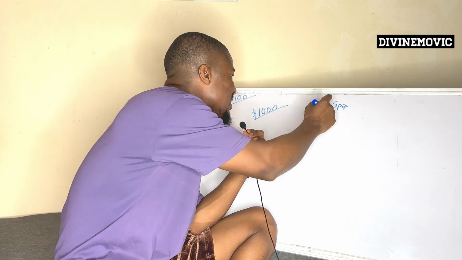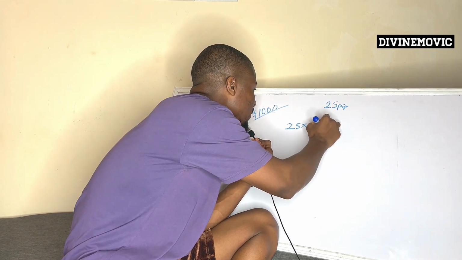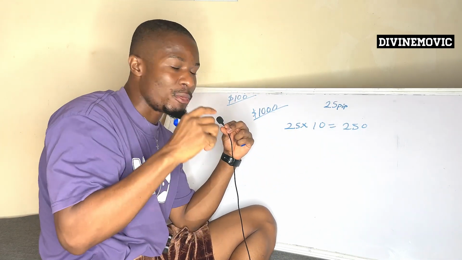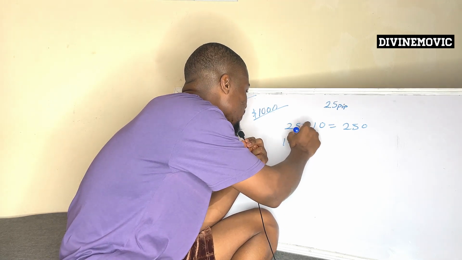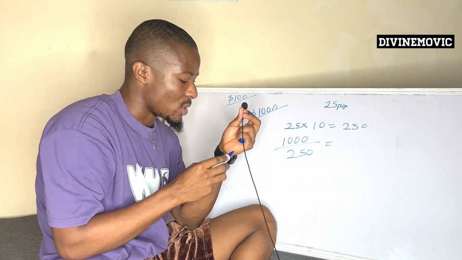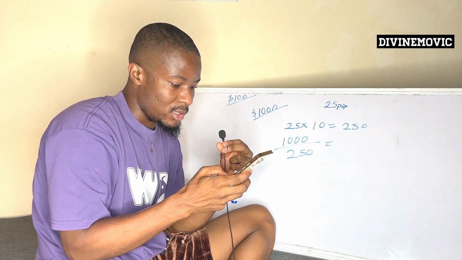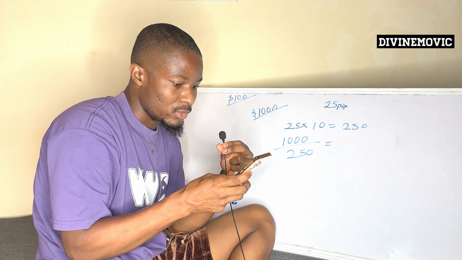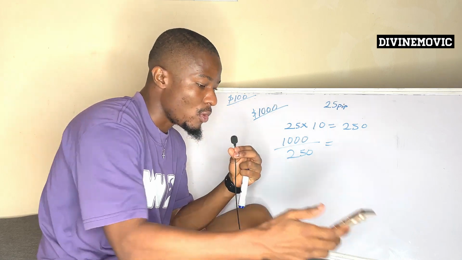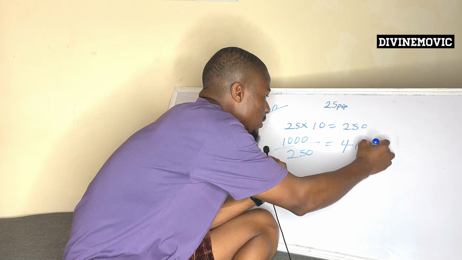What you want to do is simply times this by 10. That means 25 times 10 is equals to 250. What becomes the equation? 1,000 divided by 250 is equals to what? Do the math. Let's do the math together. 1000 divided by 250 equals 4. So the right lot size here is 4 lot size.